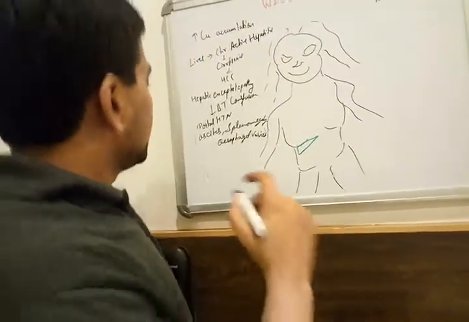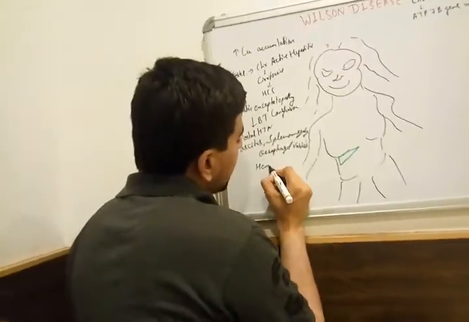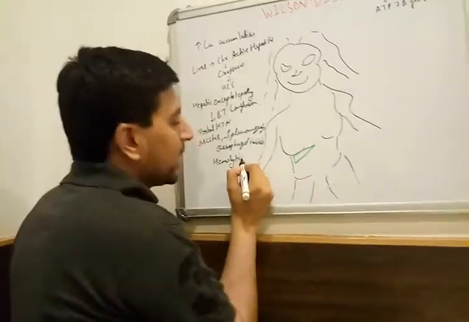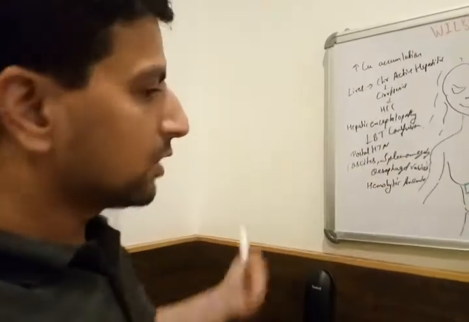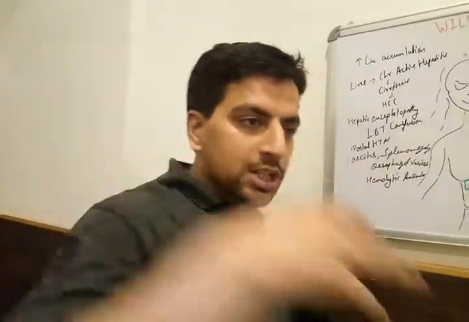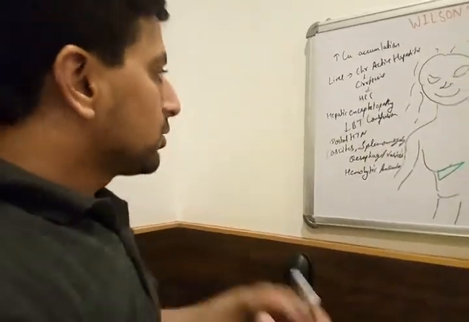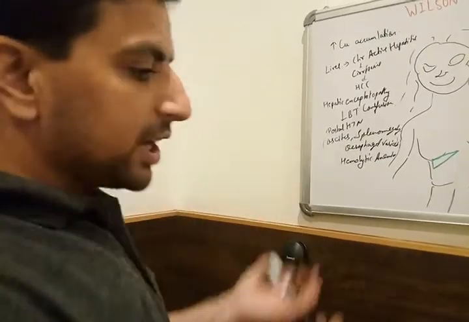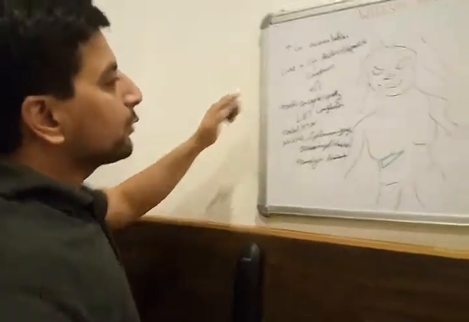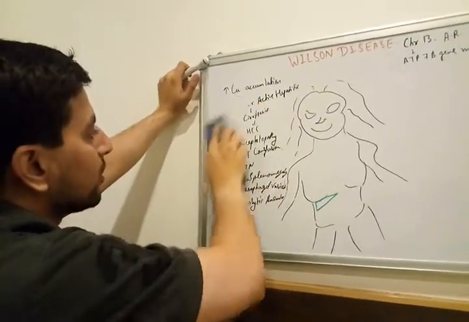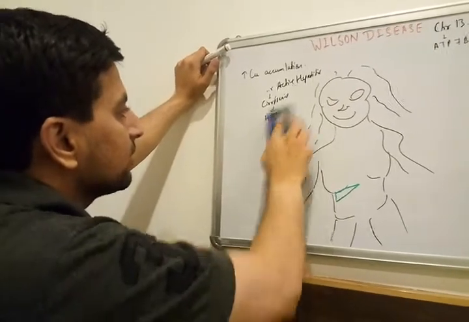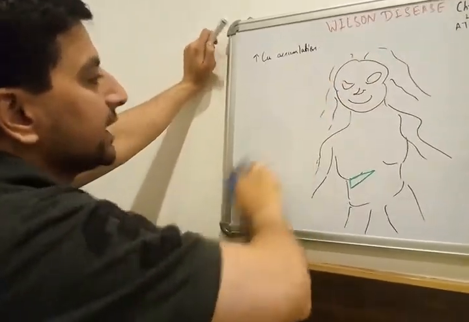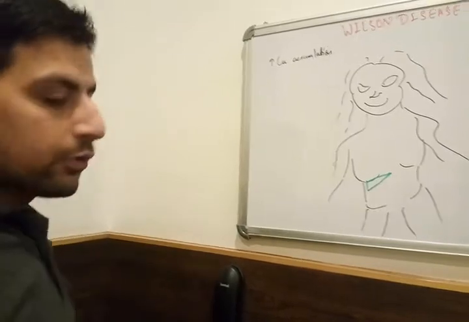And in the liver it also causes hemolytic anemia. Why hemolytic anemia? Because the liver is not working properly due to excess deposition of copper, and cirrhosis occurs. I hope till here it's clear for you. Now I'm going to wrap this one up. Till liver we discussed a lot. I hope it's sufficient to understand, and it's very easy to crack an examination.